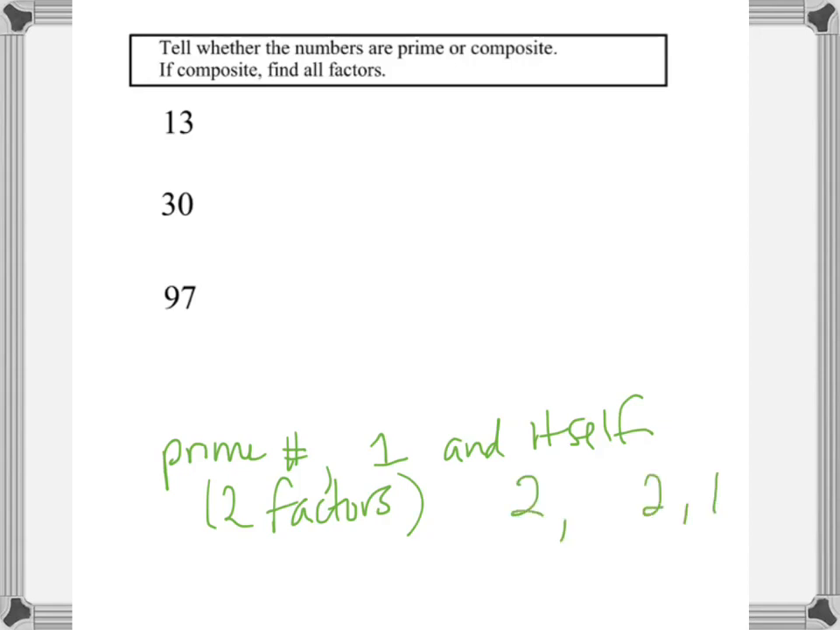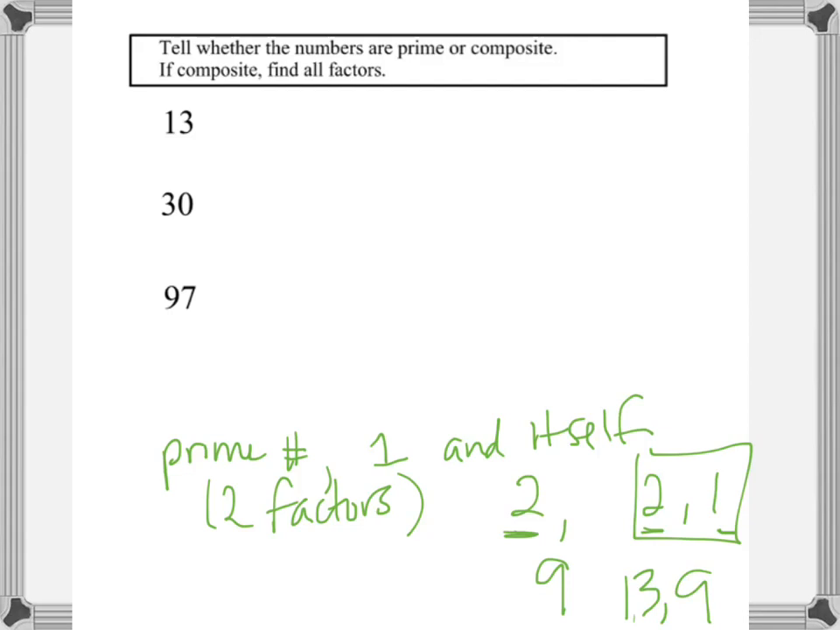So remember, the factors of 2 are the numbers that go into 2 evenly. So 2 goes into 2 1 times, 1 goes into 2 2 times, so there are exactly 2 factors of 2. So 2 is the only even prime number. The rest of the prime numbers are odd numbers, but not every odd number is a prime number. So 9, for instance, has 3 as a factor, as well as 1 and 9.